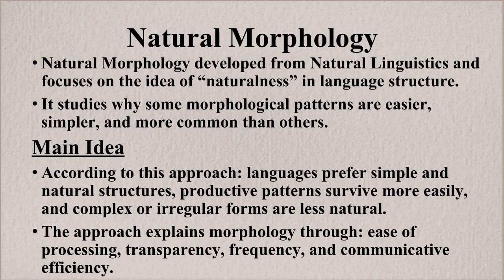Main idea of this approach. It suggests that languages tend to favor structures that are simple and productive, while irregular or highly complex forms are less stable and less natural in usage. It also explains morphological patterns by considering how easily they are processed, how transparent their meaning is, how frequently they occur, and how efficiently they support communication.